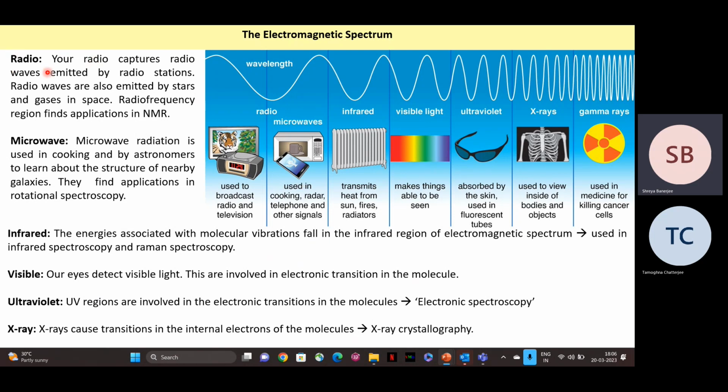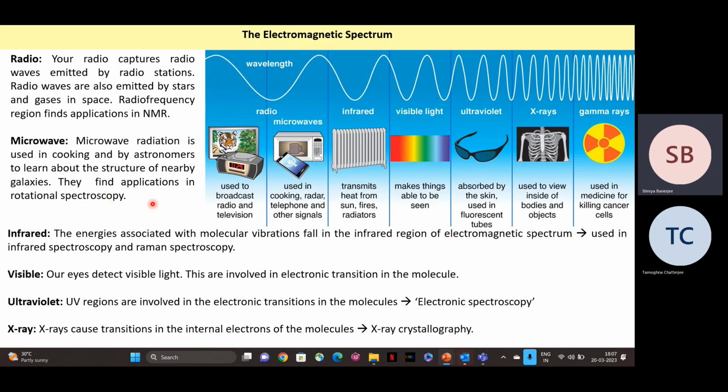Radio waves, as you know, are used by radio stations, and they are also emitted by stars and gases in space. Radio waves also find application in NMR. We had learned about the two spin states in NMR, and for the electron to be promoted to the higher spin state, the energy required is that of radio waves. Microwaves are used in cooking and also by astronomers to learn about the galaxies.